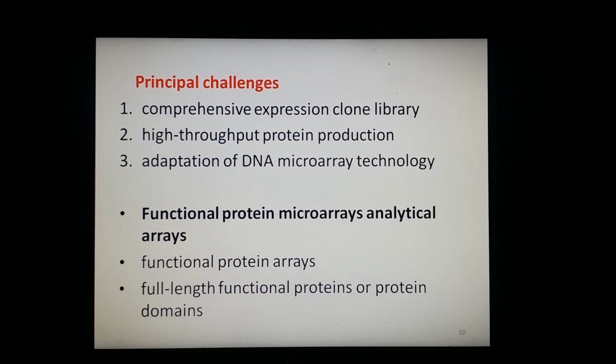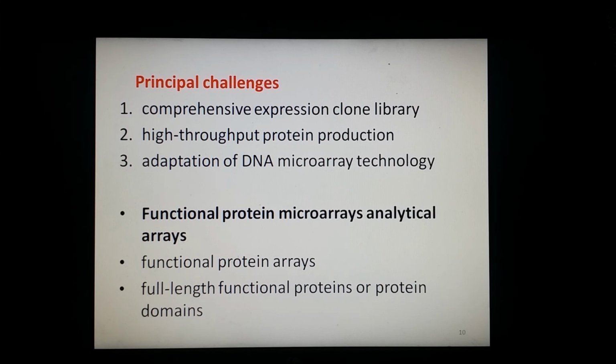The first challenge is the creation of a comprehensive expression clone library. Number two is high throughput protein production, including expression, isolation, and purification. Number three is the adaptation of DNA microarray technology, and this adaptation is needed to accommodate protein substrate. Then you have functional protein microarrays.